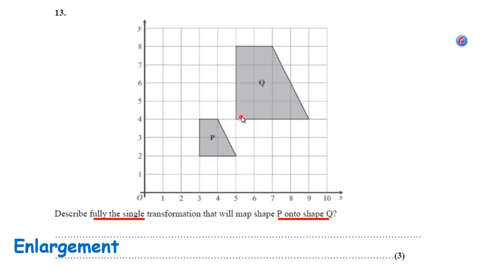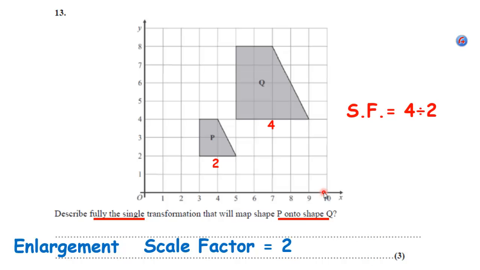Now, work out the length of sides in the shape. So I'm going to look at that side there. At the bottom, it's 2 units, or 2 squares wide. If I find the same side in Q, that's 1, 2, 3, 4. So that's 4 across. So what's my multiplier, or what do I get when I do 4 divided by 2? The scale factor is going to be 2. Okay, 4 divided by 2 is 2. The scale factor is 2. That means that Q is 2 times bigger than P.